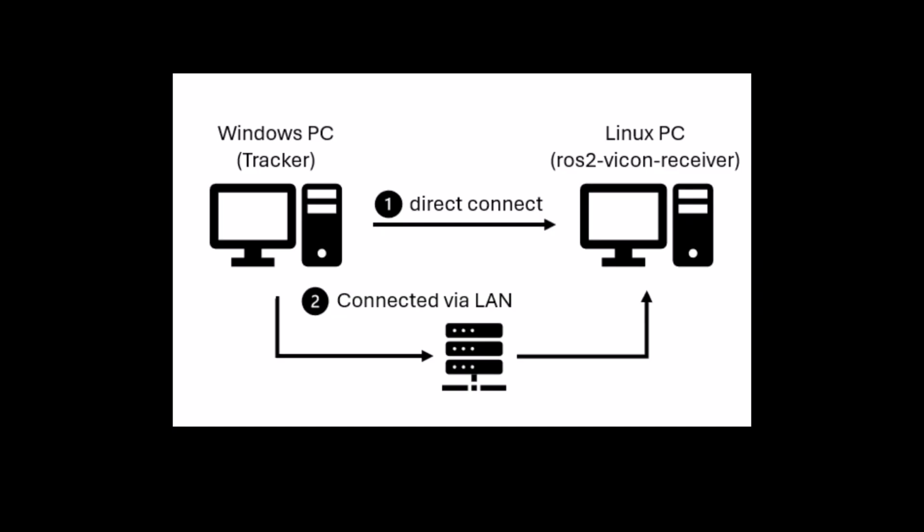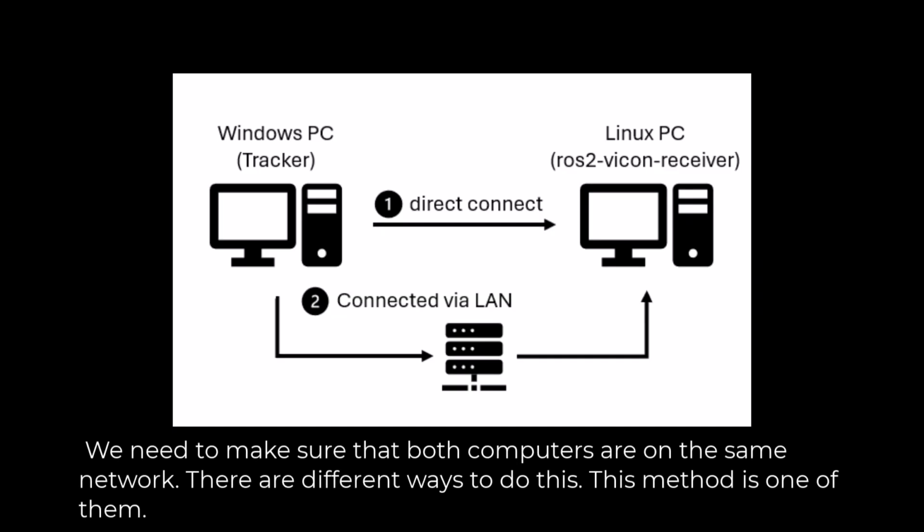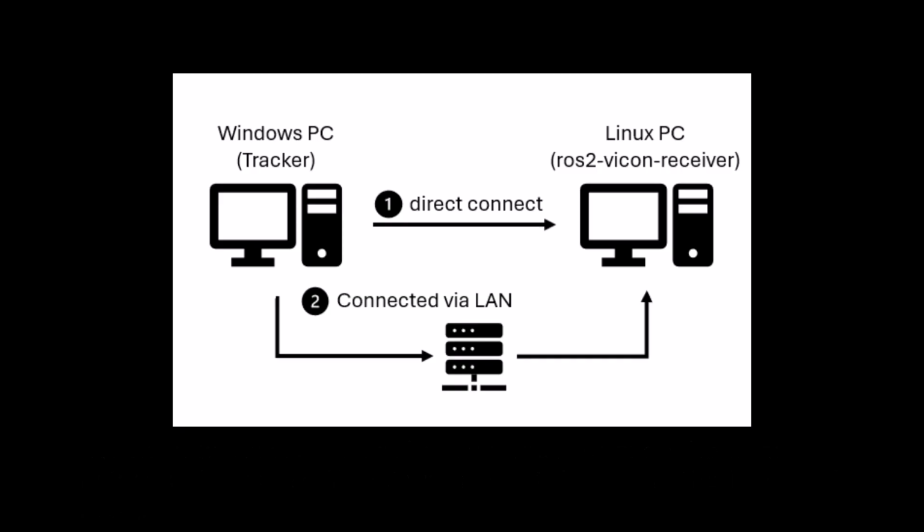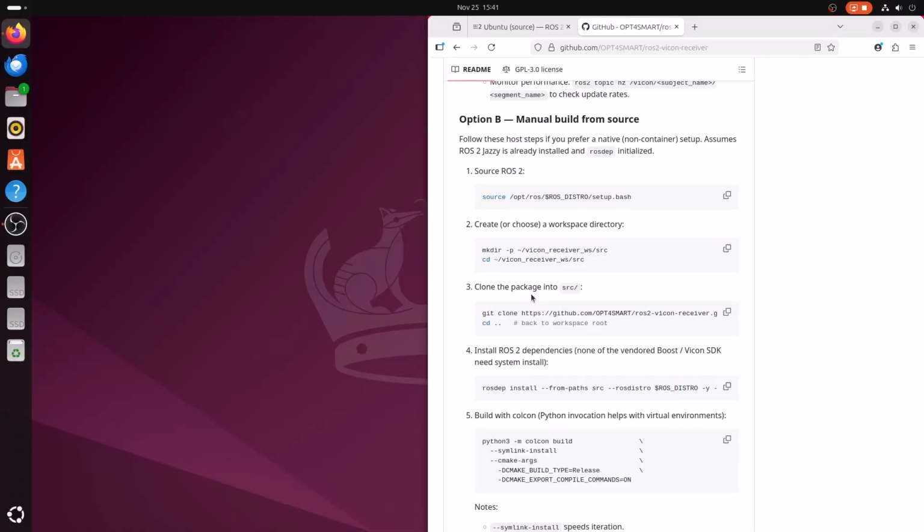First, we need to have both our Windows PC that has Tracker software and the Linux PC where ROS2 has been installed on the same network. For this example, we will have a physical connection between the two PCs and static IP addresses set to each of the two ports. If you want more information about this, please refer to the video on how to use the DSSDK on Linux. We can now start the steps from the ROS2 Vicon receiver GitHub page README file.